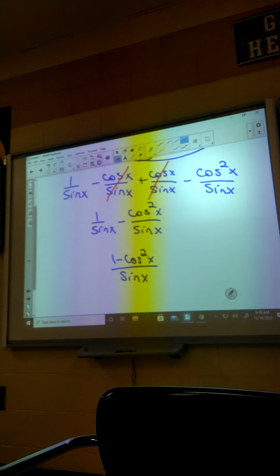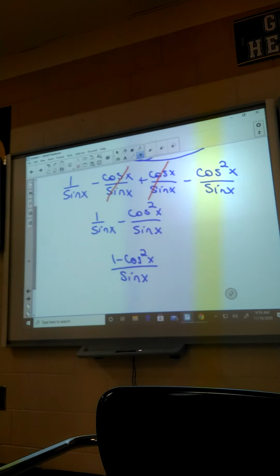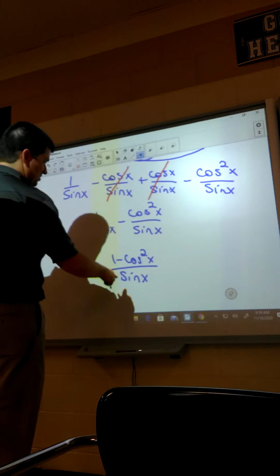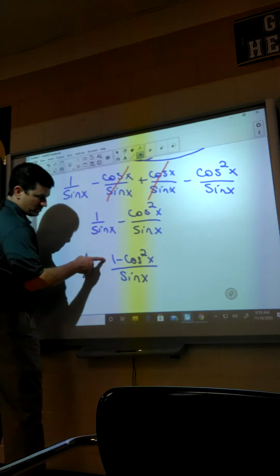1 minus cosine squared. It's got to turn into something else. 1 minus cosine squared. I think you looked at the wrong one. Turns into sine squared. Where? Top right. 1 minus cosine squared right here. So it turns into sine squared. All right, Silas, do you see that on the top row where I can turn that into sine squared?